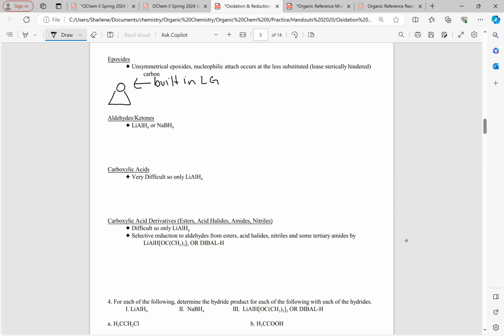And if it has a built-in leaving group, the hydride is going to love to attack. And this is symmetrical, so it won't matter which side. I pop that open, and I'm left with that. Now, in this case, I need to protonate, not only to get rid of my lithium aluminum hydride or my sodium borohydride, but I also need to protonate that.